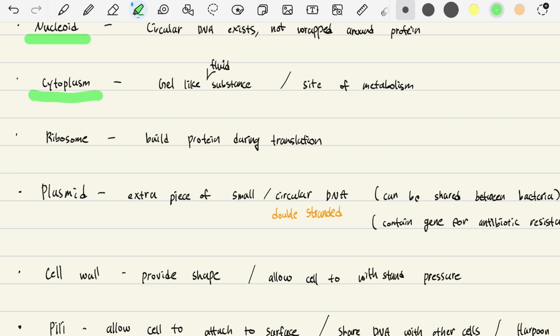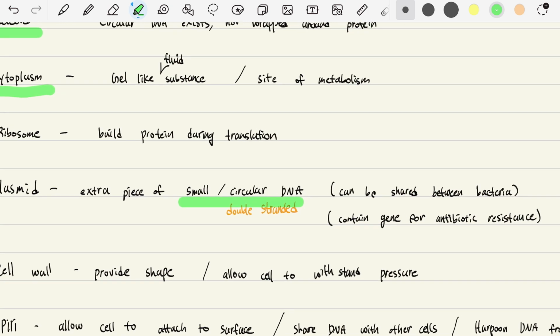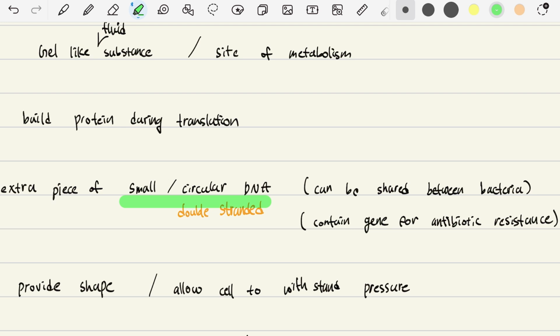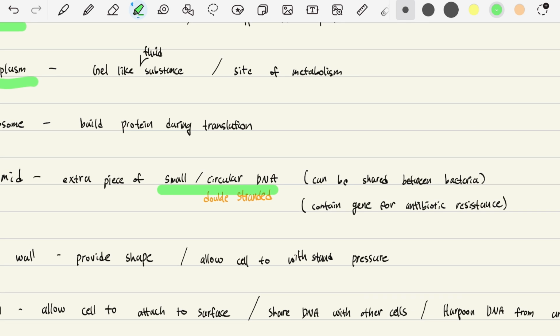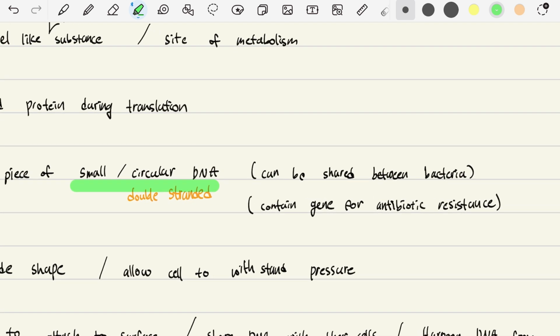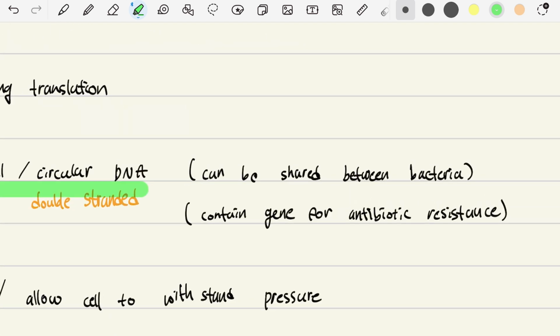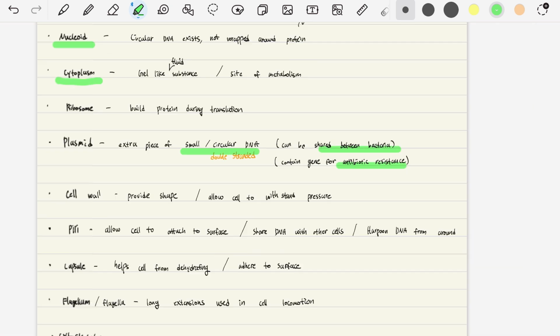And the plasmid, as I said, is the small circular DNA inside the cell, and it is double-stranded. Every DNA is double-stranded in prokaryotes and eukaryotes. So if the question asks you whether there is a single-stranded DNA, then it's wrong. And about the plasmid, plasmids can be shared between bacteria, and they contain genes for antibiotic resistance.